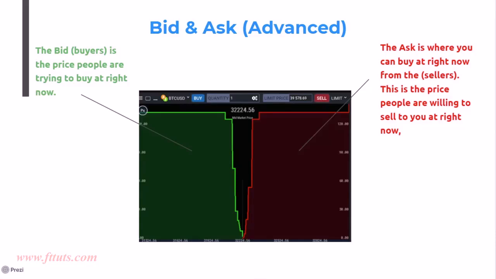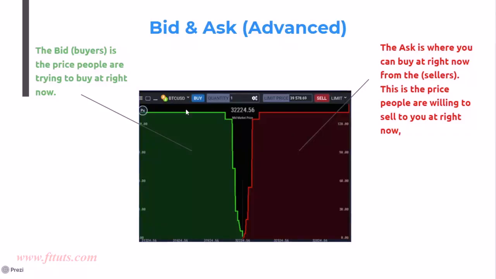The bid, buyers, is the price people are trying to buy at right now. As we get closer and closer to the current price, the number of people trying to make those transactions goes down and down. So we have an accumulation of orders all in different price ranges, and as we get closer and closer to the exact price, that's where the orders start to decrease. That's where we see them meeting, and that's where the bid and the ask sort of fight.